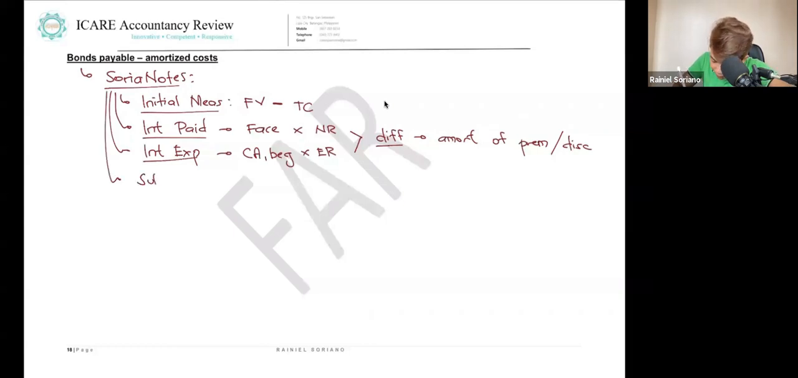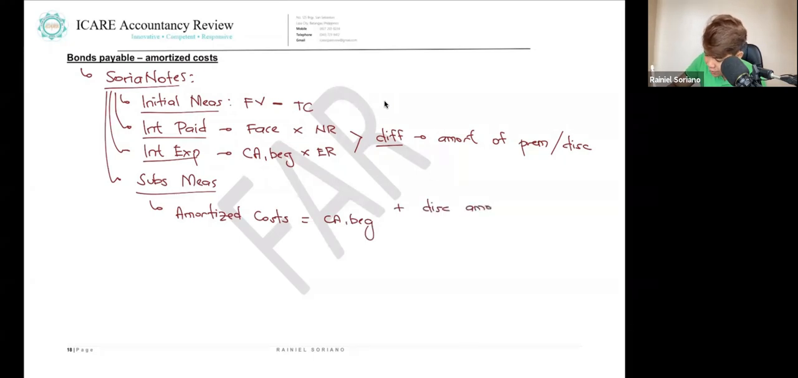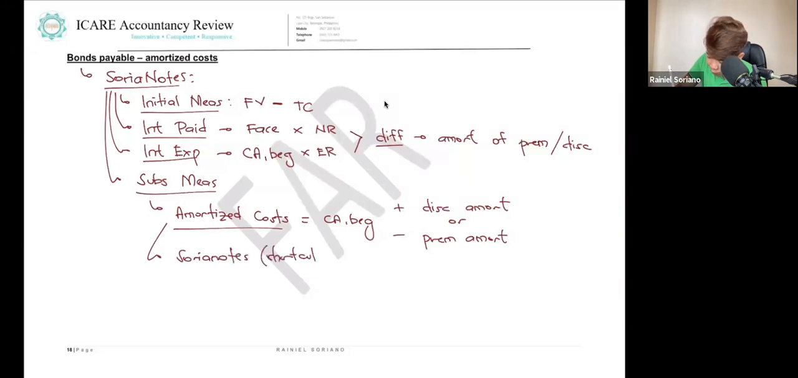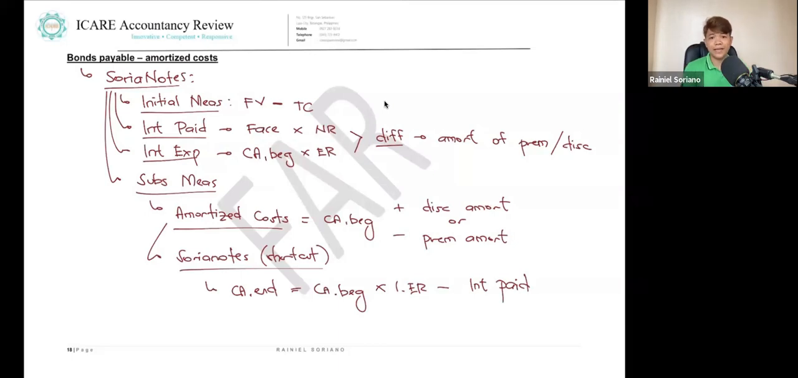Next, punta tayo sa subsequent measurement. Okay? So, the subsequent measurement of the bonds here will be equal to the amortized cost pa din. Kaya nga at amortized cost, di ba? At kapag sinabi nating amortized cost, this is equal to the carrying amount at the beginning, plus discount amortization pa rin. Walang pinagbago. Plus discount amortization or minus premium amortization pa rin. Maliwanag? Then apparently, kagamit-gamit din dito yung tinuro ko sa inyo na SORIA notes kanina or yung shortcut natin. Right? What will be our shortcut in the computation of amortized cost? So, carrying amount at the end is equal to carrying amount at the beginning times 1 plus effective rate, then minus this time, hindi na interest received, this time minus interest paid. So, kagamit-gamit pa rin yung SORIA notes na yan.